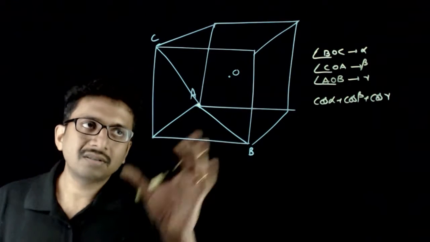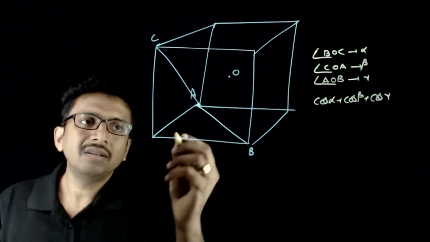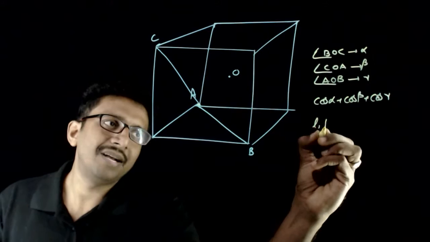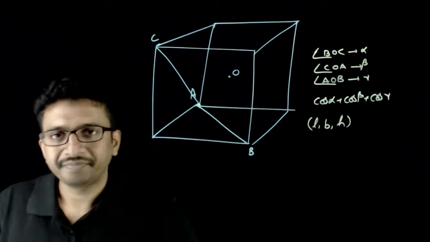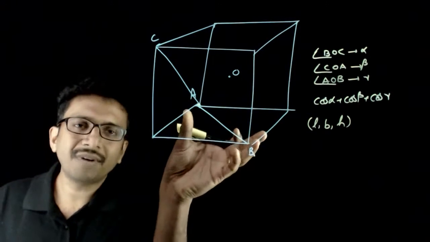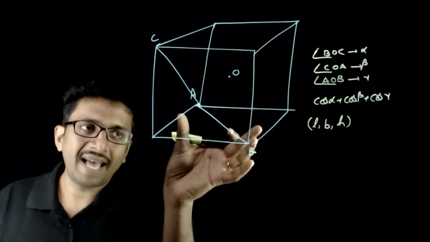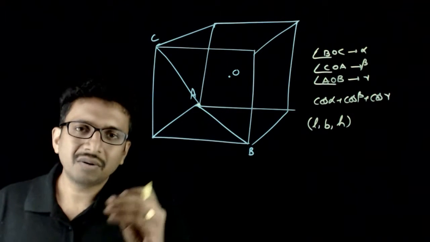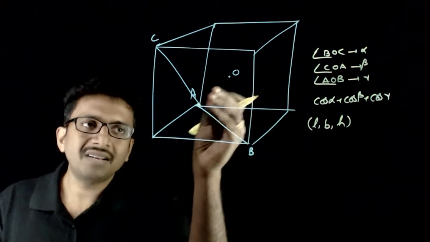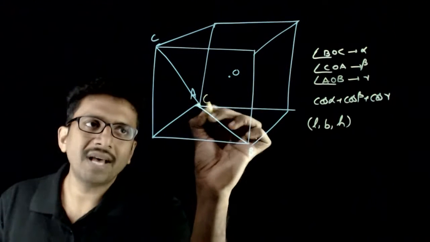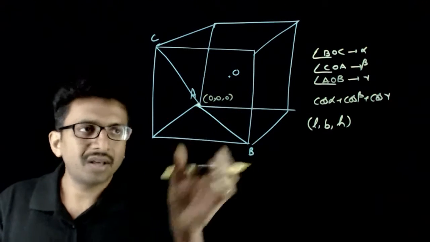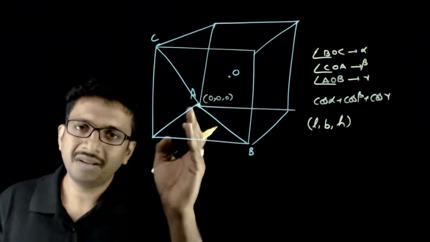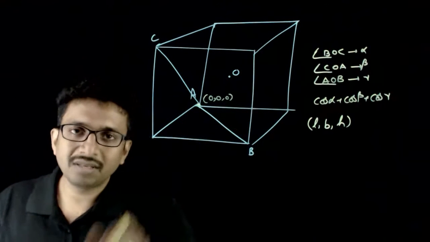This is a rectangular box, so let us assume that the length is L, breadth is B, and height is H. Effectively you are asked to find the cosines of the angles made by these lines at the center. Without loss of generality, let us shift the origin from O to A. Even if you change the coordinate system, the coordinates change, but the angles don't change. So I can calculate these angles even with this coordinate system.